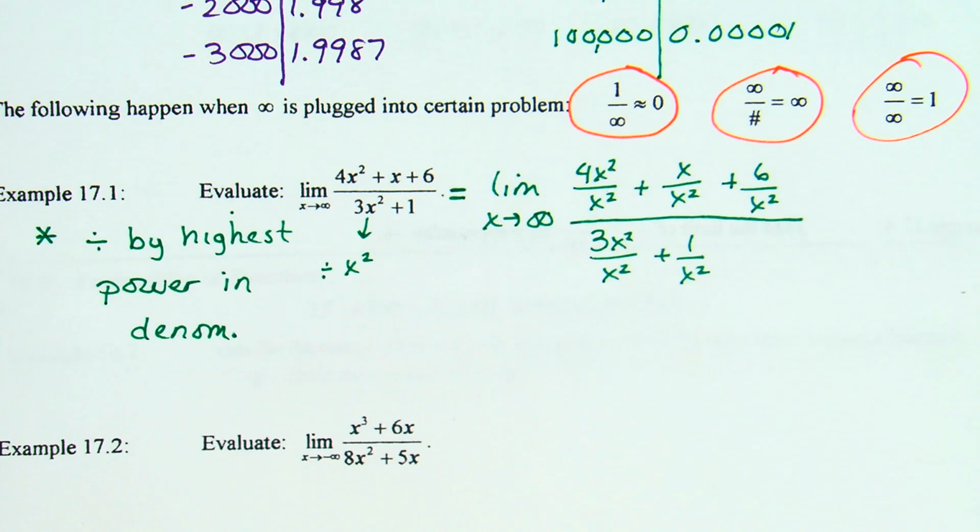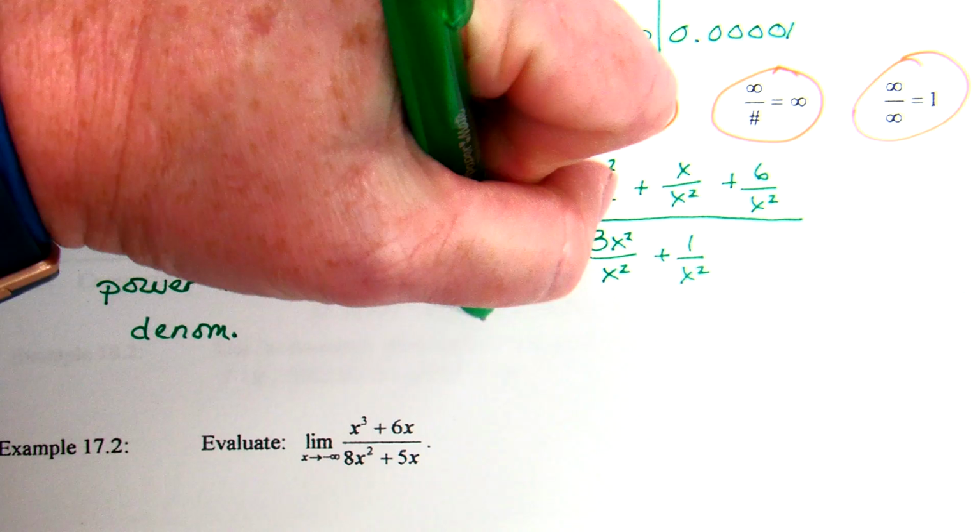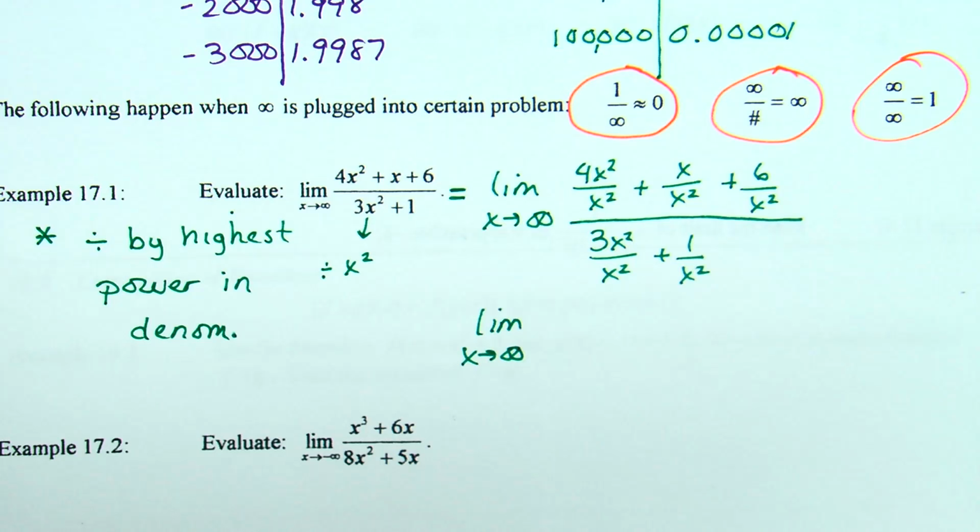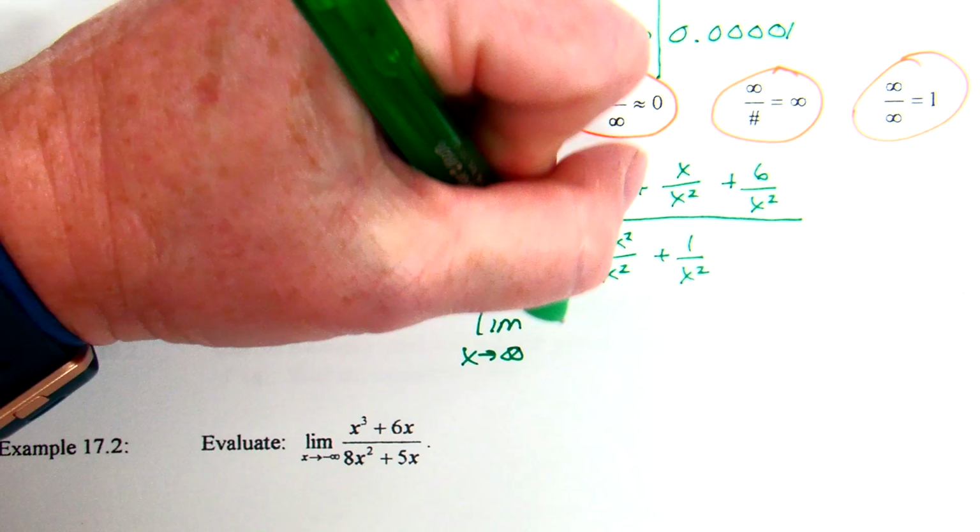Now, let's do some cleanup, and then we'll talk about what each of those limits looks like. So if I could do some cleanup, the limit as x approaches infinity. What do you know about 4x squared divided by x squared? It's 4. Plus, what about x over x squared?